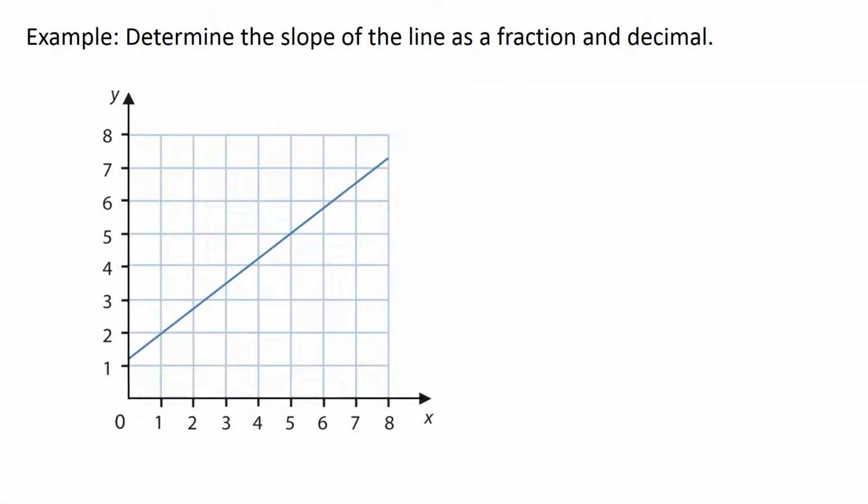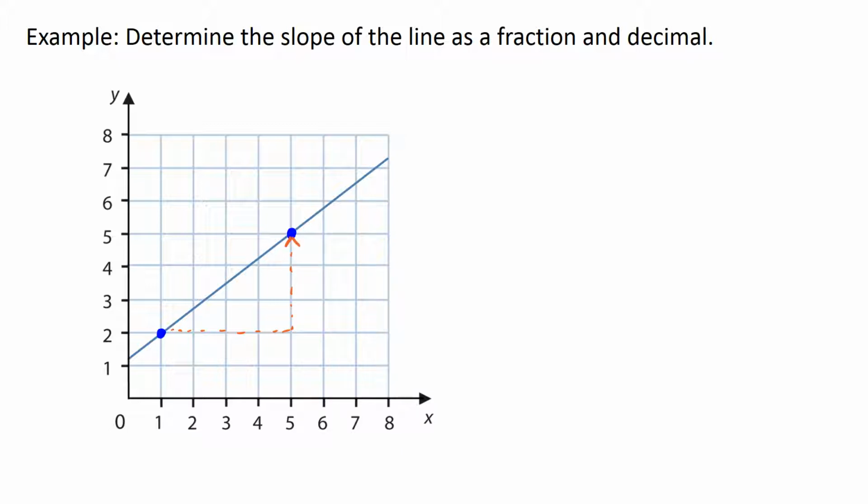So here we have a line, and we're asked to determine the slope of the line as a fraction and as a decimal. So to start with, we have to be able to count a rise and a run. So I'm going to pick a couple of convenient points where the line lands nicely on the grid. So I'm thinking these 2 points. These will be very easy for me to count a rise and run. So what's the rise and what's the run?